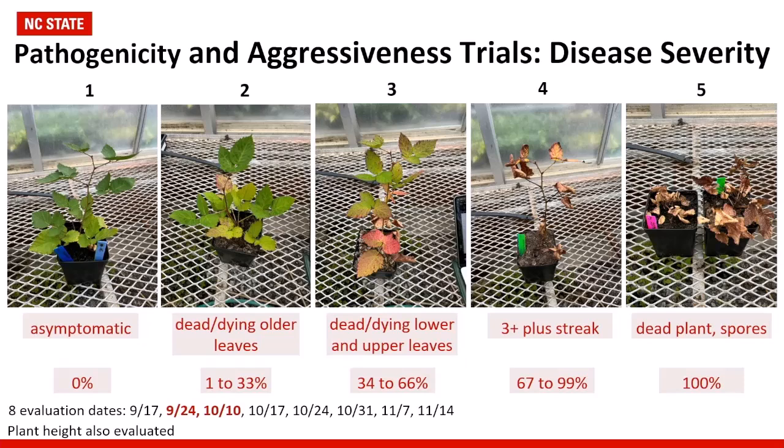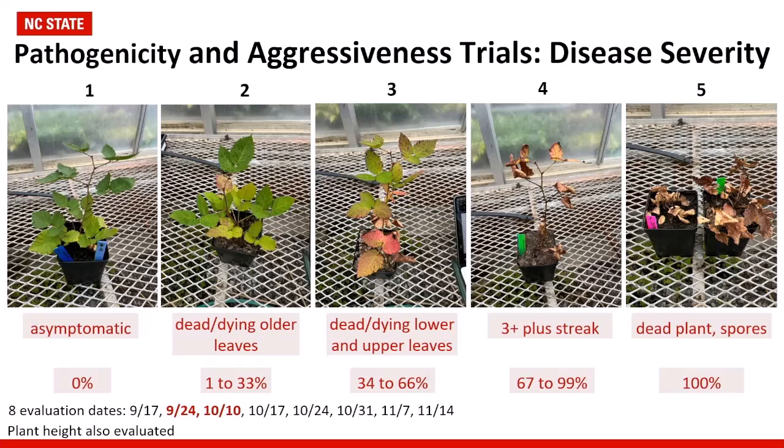We then gave them all a rating, 1 through 5, and then I had to back transform it. A rating of 1 was asymptomatic. With a rating of 2, you can start to see some reddening and yellowing or chlorosis. That's about 1 to 33% disease incidence, I'd say. A 3 has more reddening, and you start to see dying lower and upper leaves. A 4 is still hanging on to life. And 5 was giving up the ghost at that point.